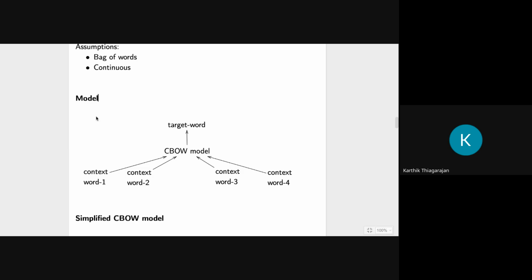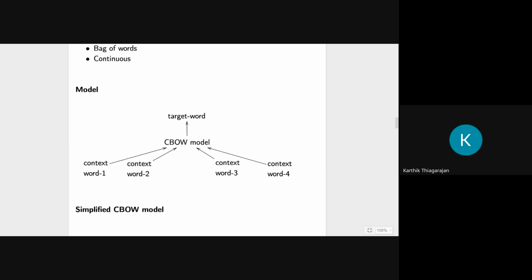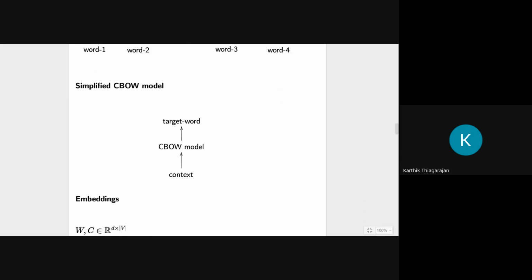In our course, we are simplifying things a lot. We are only going to look at one context word, which is the left context word, whatever is there on the left of the target word, and then you have to predict the next word. That's the idea here.